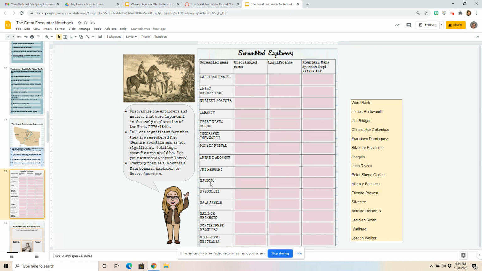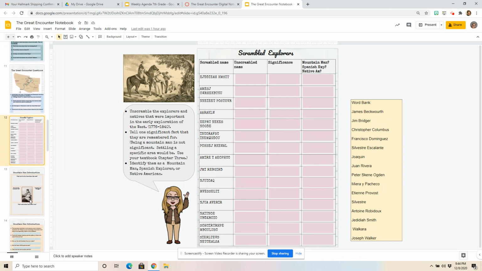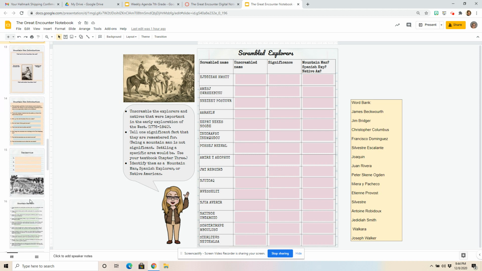I know some people were wondering about Joaquin and Silvestre. Those are on page 70, and Wakara up here was on page 80 of your textbook. So if you couldn't find those, there's the page numbers you need. And if you have any questions, just reach out to me. I myself am not sick, so I should be able to get back to you as soon as possible while I'm at home.